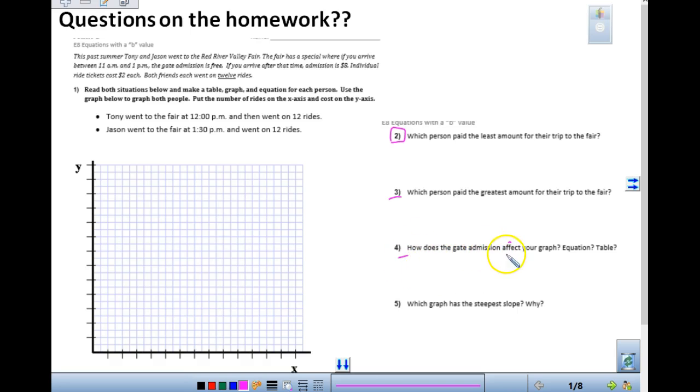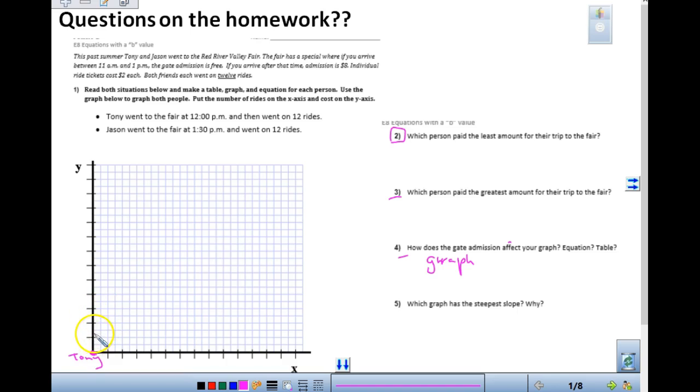How does the gate admission affect the graph? How did the gate admission affect our graph? Where did it change our starting point? On the graph, it changed our what? Because Tony's was down here, right? At 0, 0. This is where Tony started out. Where did Jason start out?